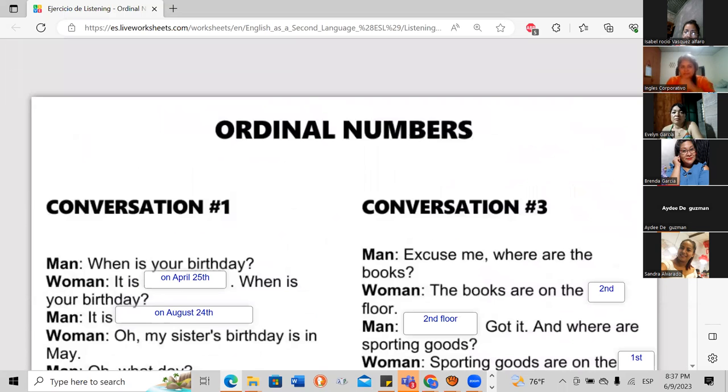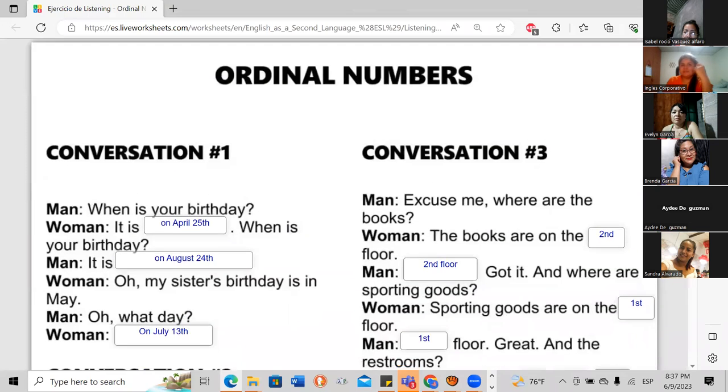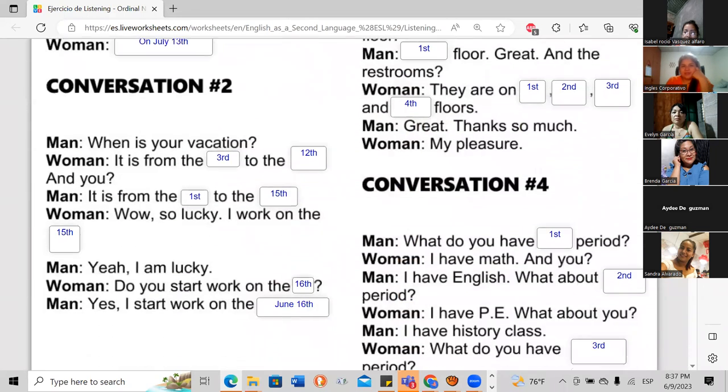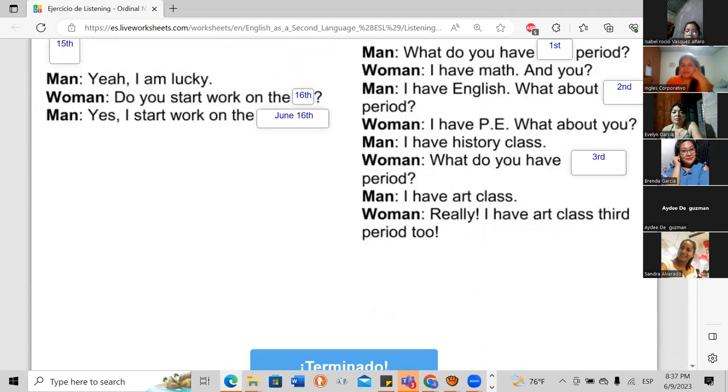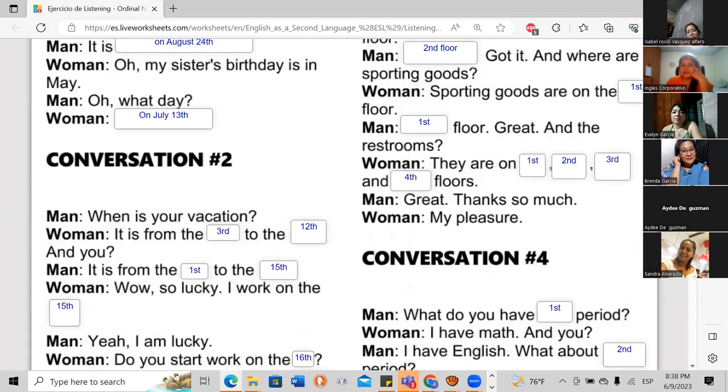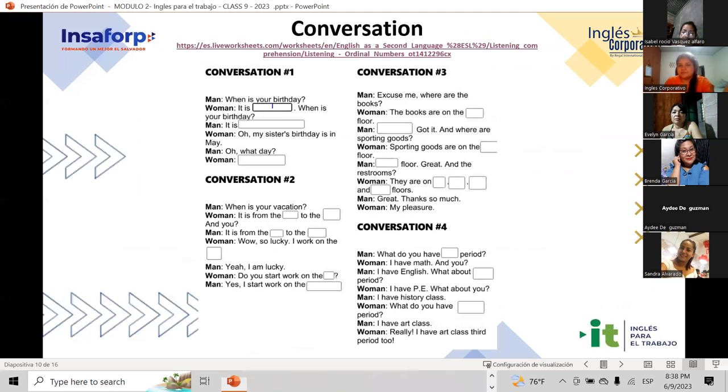Yes or no? They are very easy, right? The main purpose of this is just to practice the ordinal numbers, okay? Because of the time, we're going to move on. Vamos a movernos.